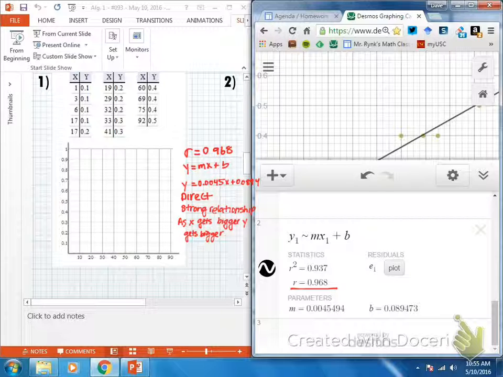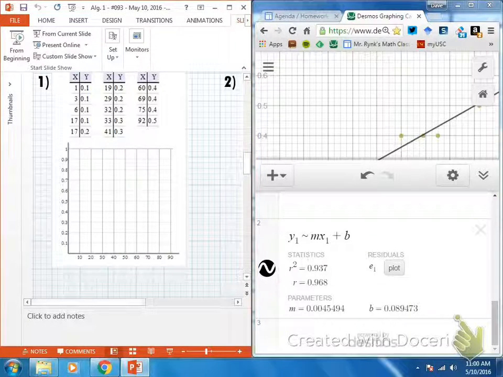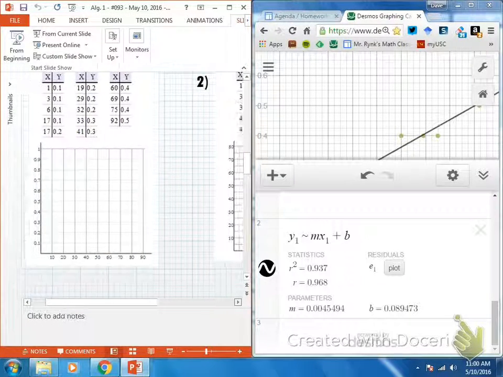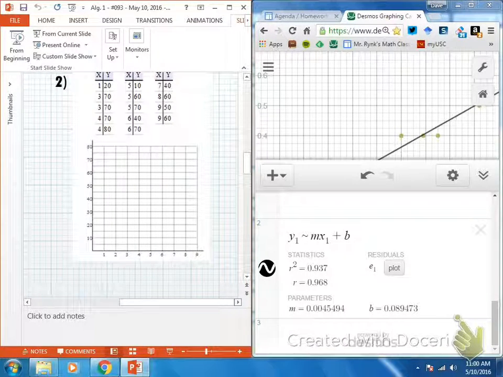If you're on the video, just keep that handy. So here we go. Number 2. On number 2, I'm going to move this over just a little bit. Here's some new data, okay? So I got new data. Step 1, using a graph and calculator, Desmos. I'm going to make a table on step 2.